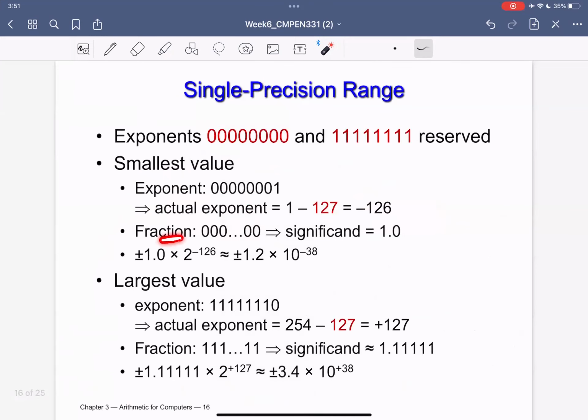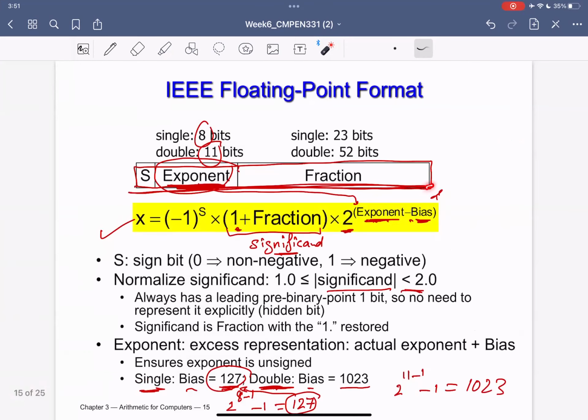Okay, how about the fraction? What would be the smallest fraction? If I'm giving you all of these and I'm asking you what would be the smallest fraction? All zeros, correct? Just all zeros. This will be my smallest fraction.